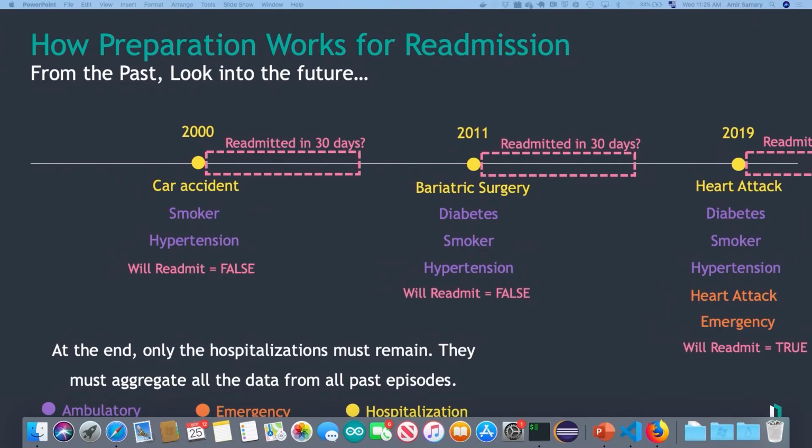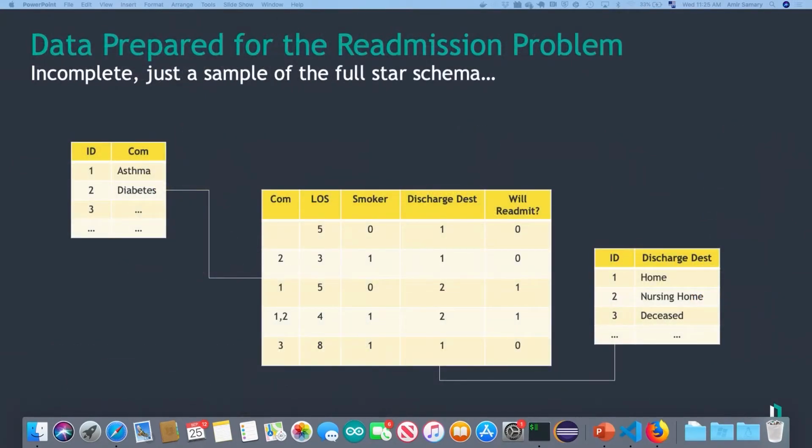And with that, now we have something that the machine can use. So that's how the model looks. We're just showing you a small sample of the star schema. For every inpatient, for every admission in hospitalization, we have a list of comorbidities. Well, we can look at the table, right? 2 is diabetes, 1 is asthma. This patient here has both.